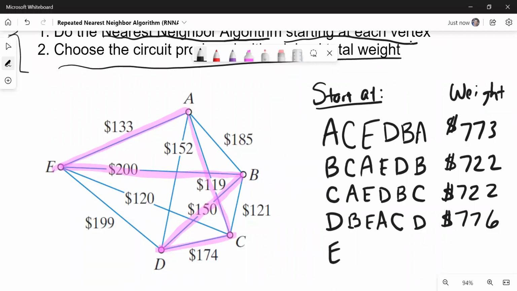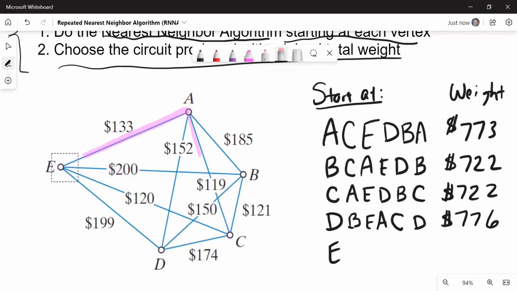Okay, at this point, I've done 2 more, and you can see that I did the route starting at C and D, and they have a different weight, but C does match B. So I'm pausing to take a look at this graph here. You can see how it looks on the screen. And that one is the worst so far at $776 if we start from D.